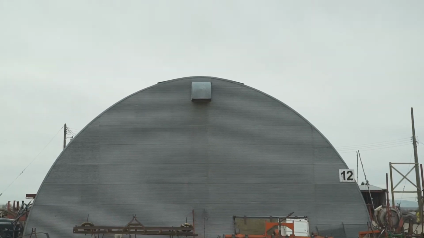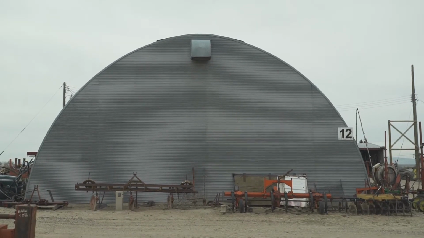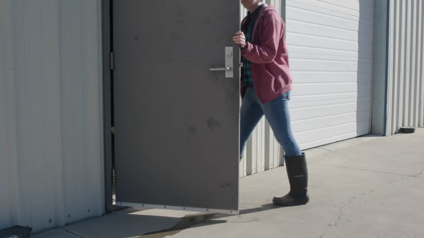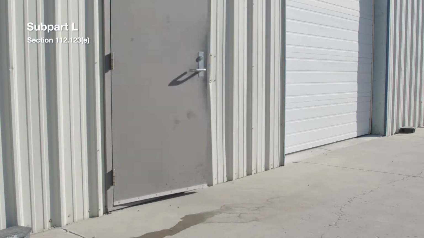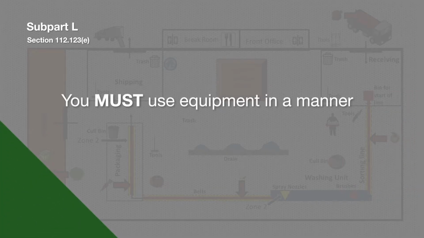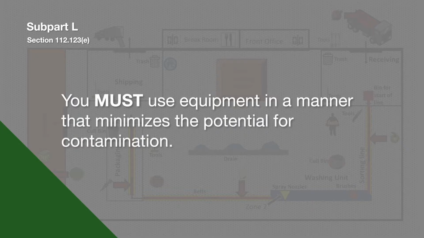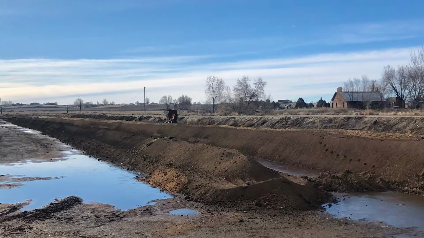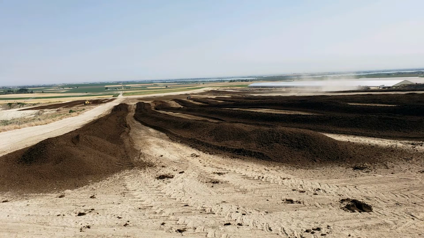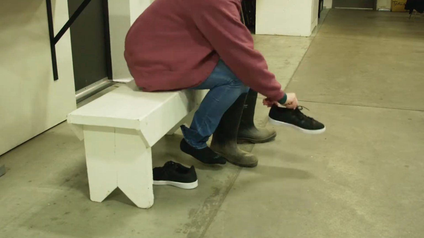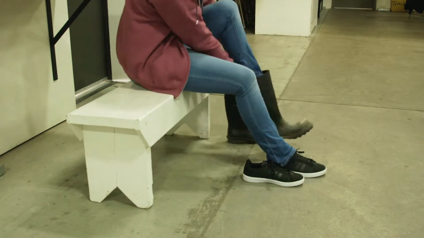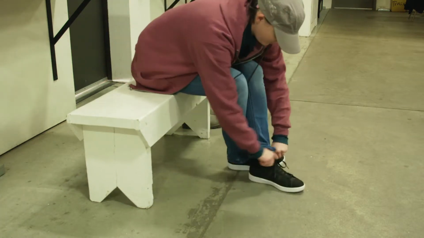Though Zone 4 is outside of your packing operation, there is still potential for introducing risk from Zone 4 into your packing operation. You must use equipment in a manner that minimizes the potential for contamination of covered produce or food contact surfaces with known or reasonably foreseeable hazards. An example of this might be if you are working with manure or compost piles, it would be important to change shoes and even clothing before entering the packing house area. Clothing and shoes are perfect vehicles for pathogen transfer from one zone to another.